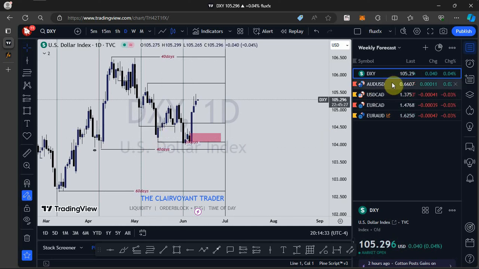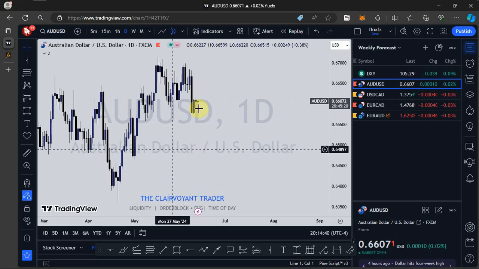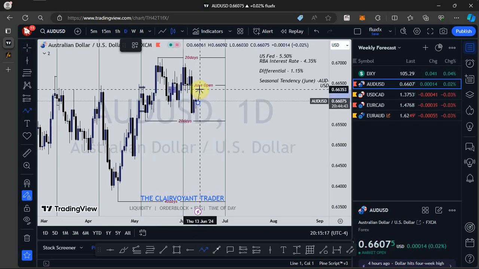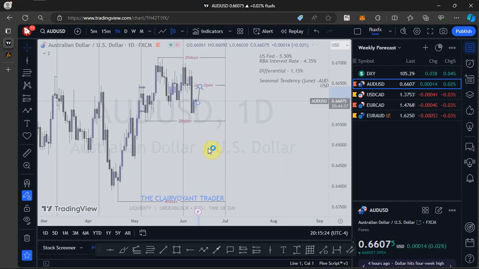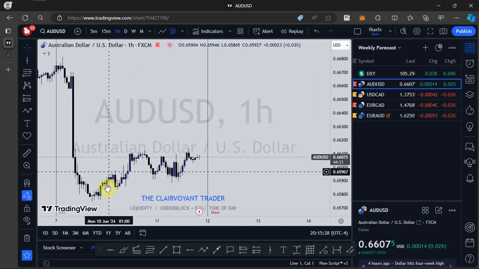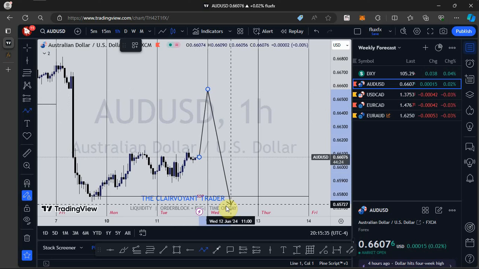Let's look at what is happening on AUD/USD. Just as I made you aware in my previous market update, I'm expecting AUD/USD to push to the upside, then we see a push to the downside. But let's switch to the 1 hour and see how the market has been performing so far on a daily basis. You see how price is moving. I'm still expecting to see a push to the upside, then a pull to the downside.